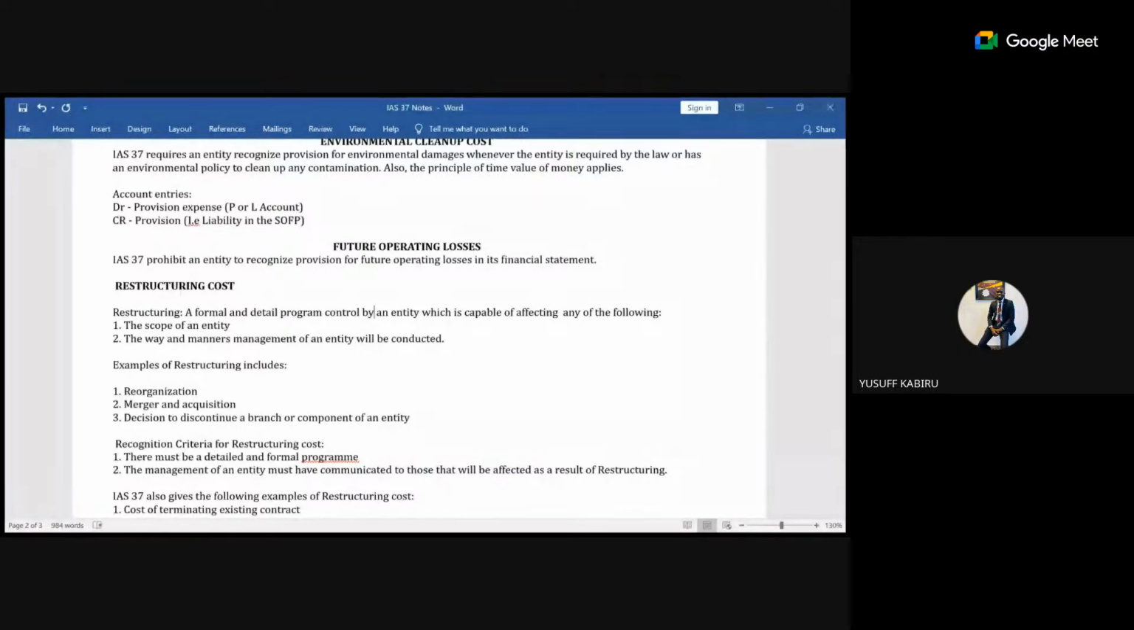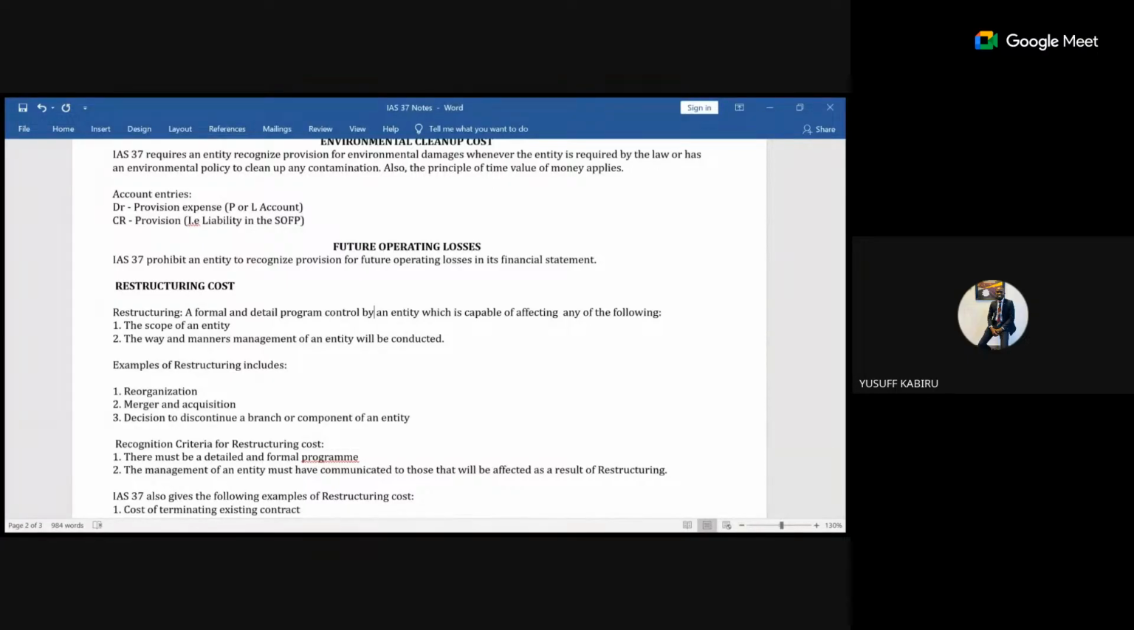Whenever there is a restructure, an example is merger and acquisition. We all remember when Access Bank and Diamond Bank did merger and acquisition, when both of them merged and became one. So now the question is, all the staff of Diamond Bank, what will happen to them? That's the question. All the staff of Diamond Bank, where are they now? So now it is going to affect a lot of things. That is why I started saying the definition is a formal or detailed program that is capable of affecting the scope or the manners and management.